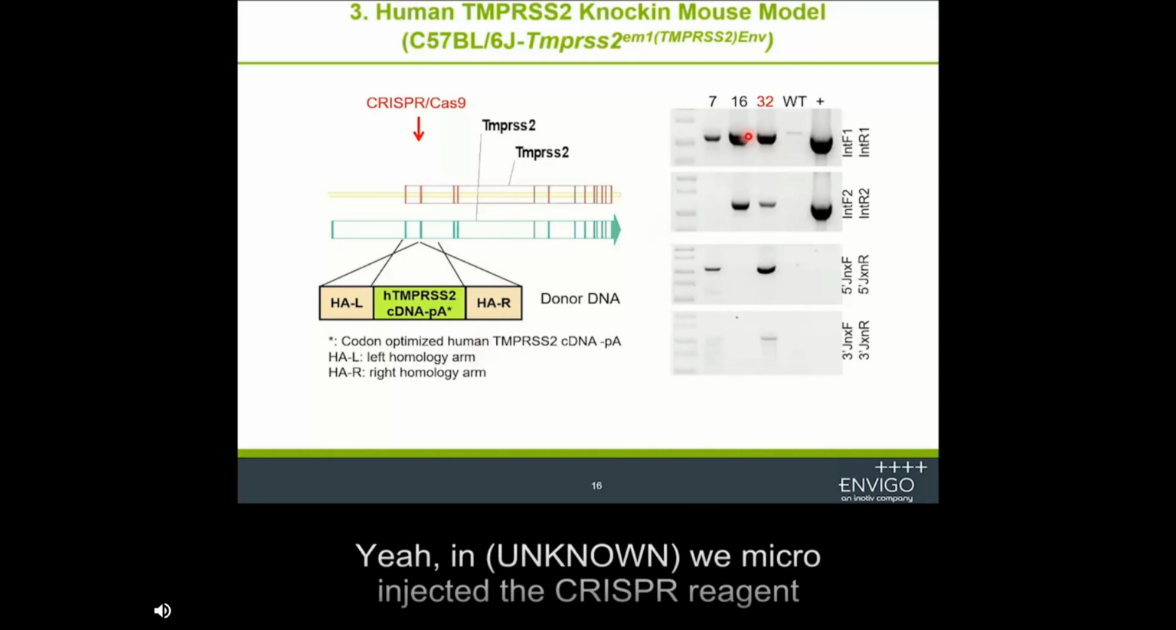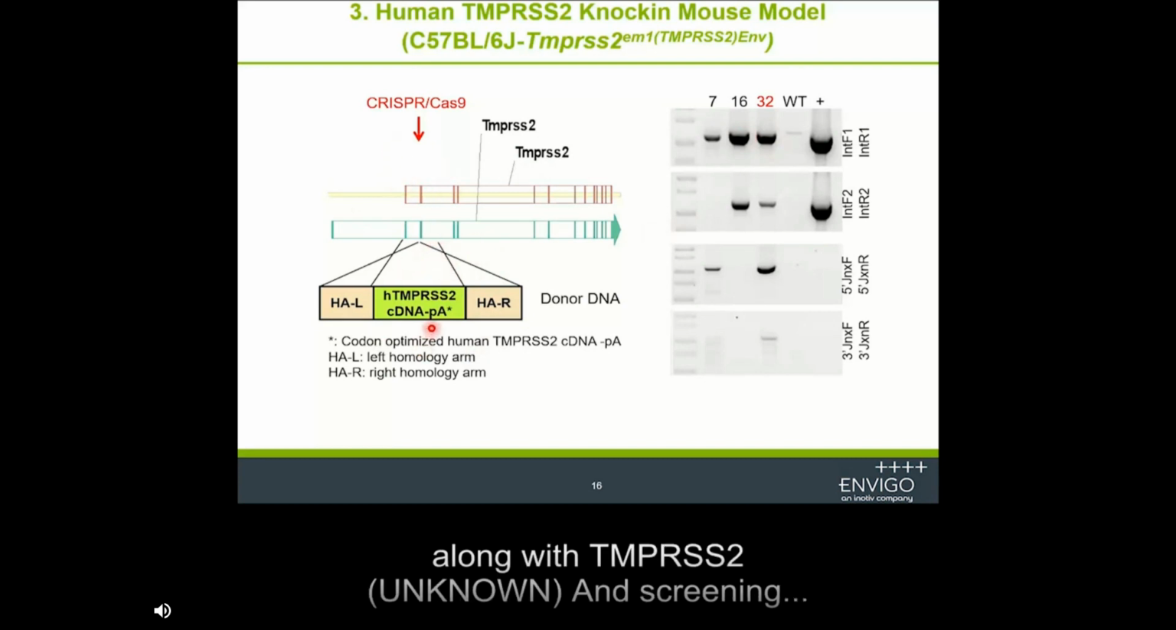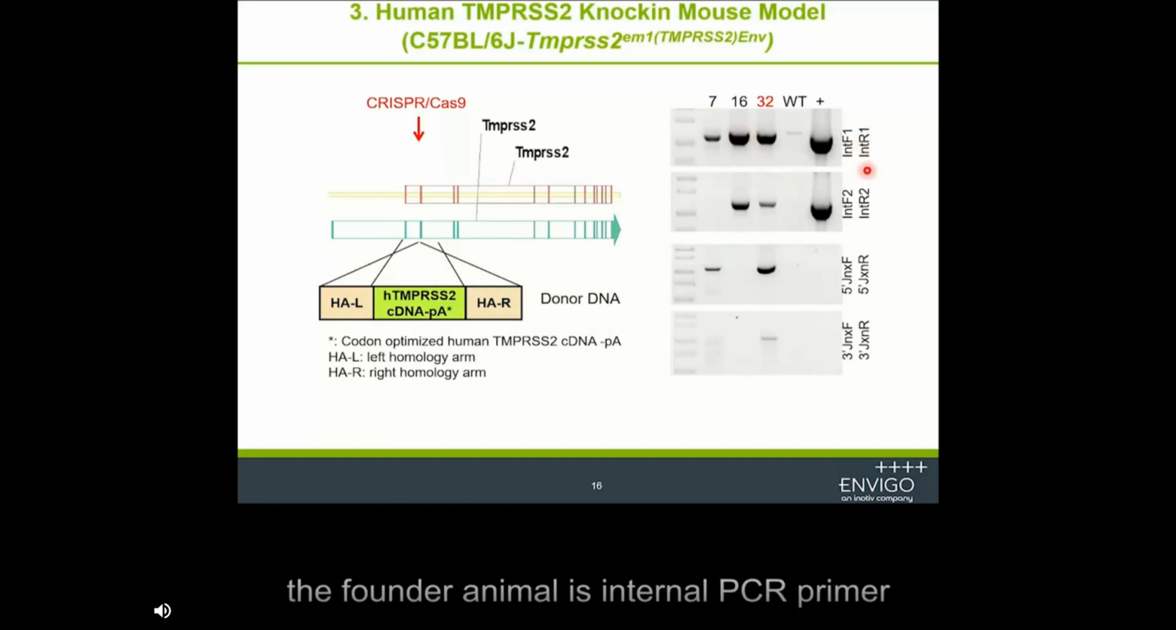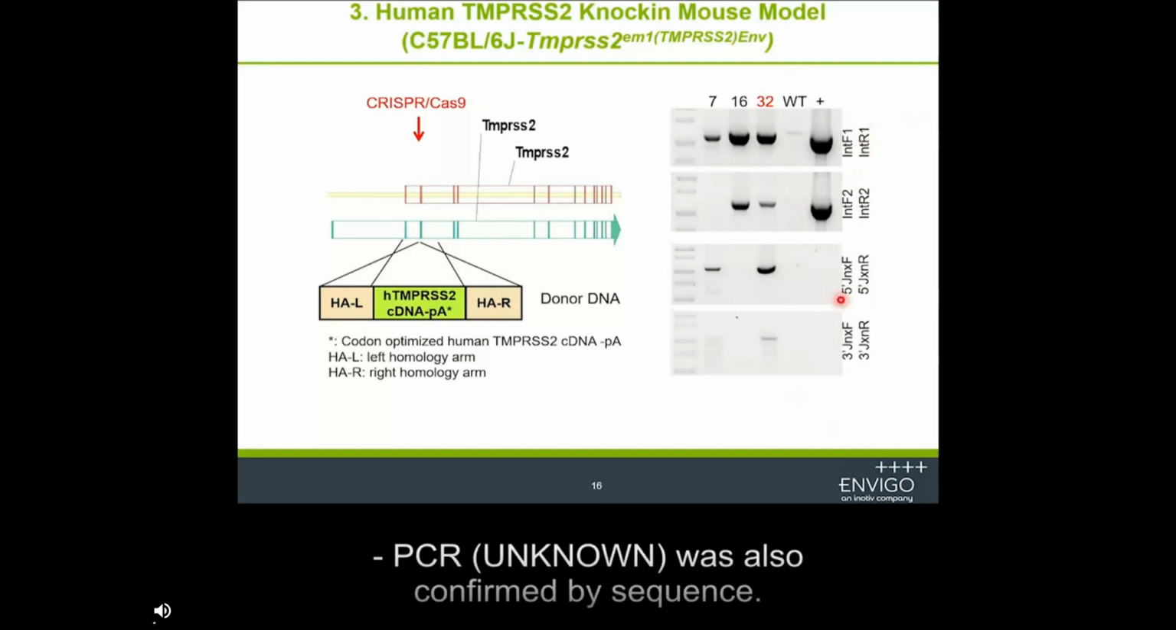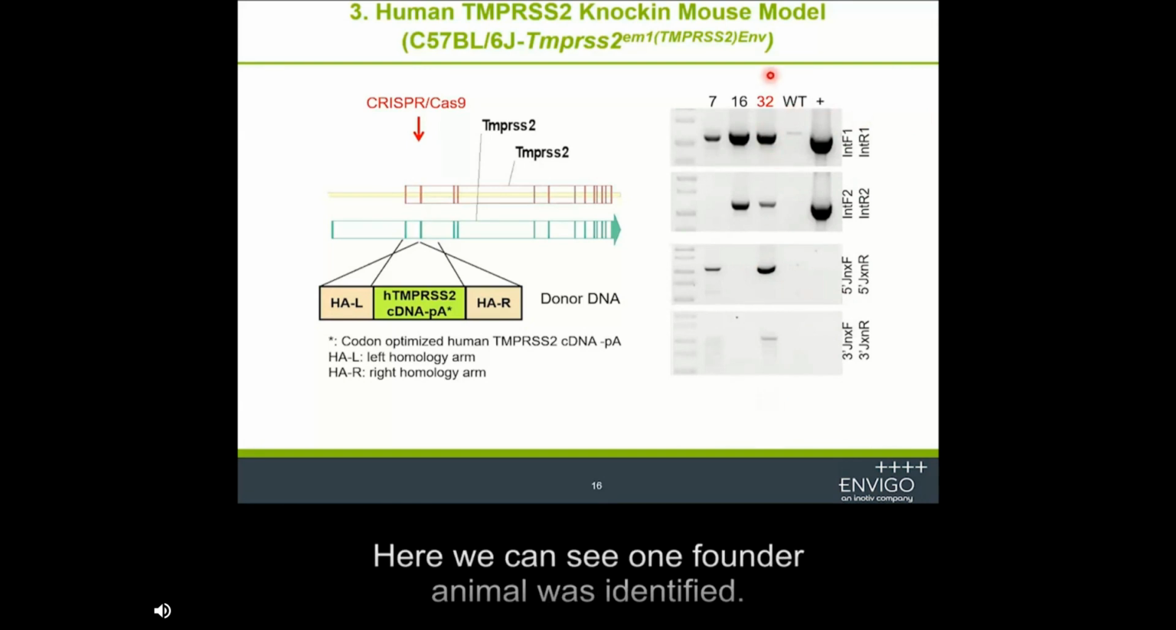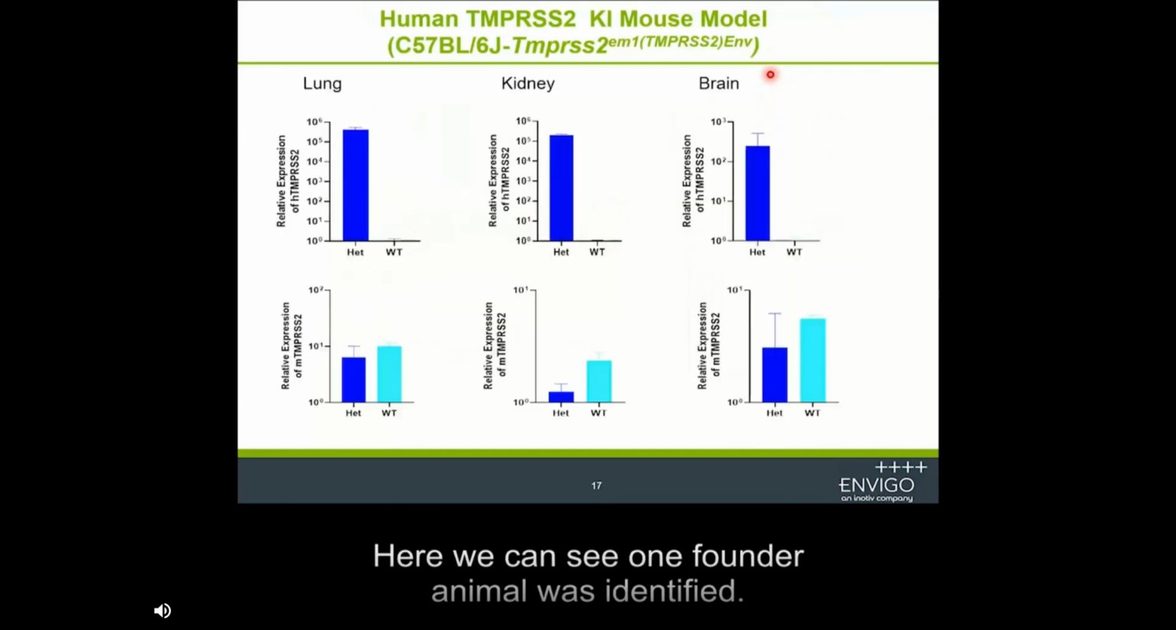Using the same strategy, we microinjected the CRISPR reagent along with the donor DNA and screened the founder animals with internal PCR primers as well as junction PCR primers. The PCR products were also confirmed by sequencing. Here we can see one founder animal was identified.